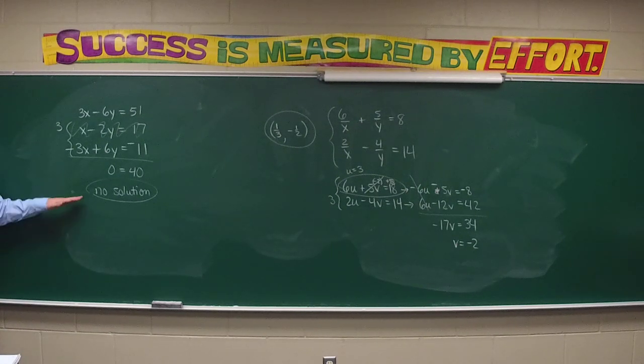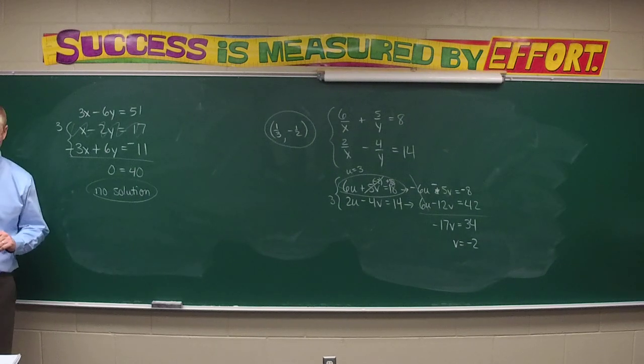Questions on a no solution. Do we see the difference between this and the one where we get the parameter? Questions on this? Going once, one question? That's one question. All right.